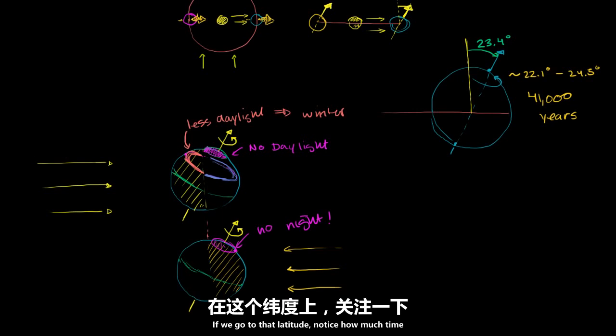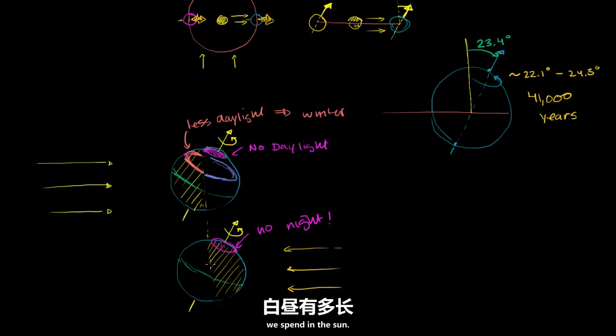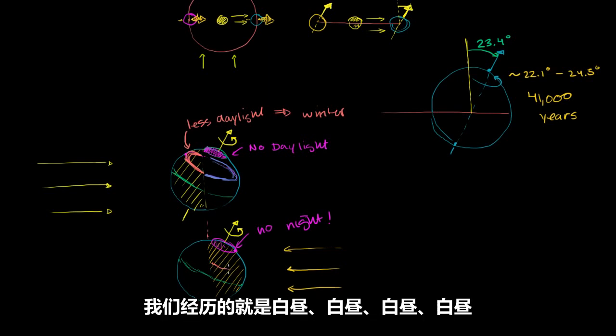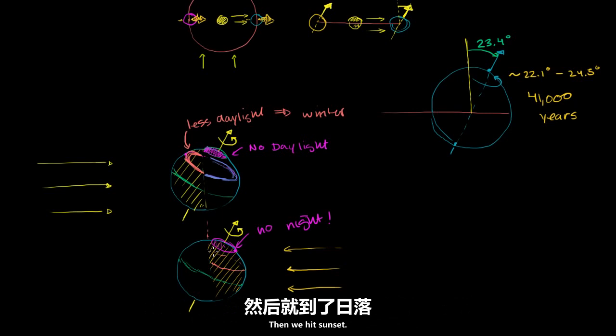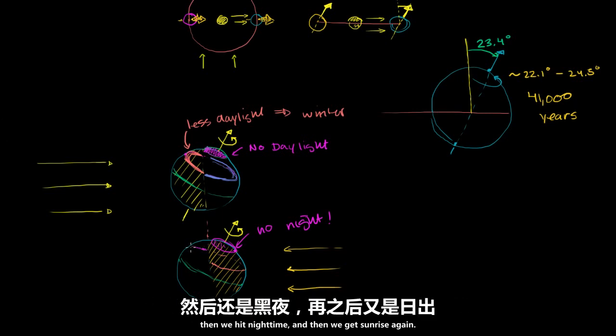If we go to that latitude, notice how much time we spend in the sun. So maybe we just enter. So this is right at sunrise. And then as the day goes on, we are in sunlight, sunlight, sunlight. Then we hit sunset. Then we hit nighttime, nighttime. And then we get sunrise again.